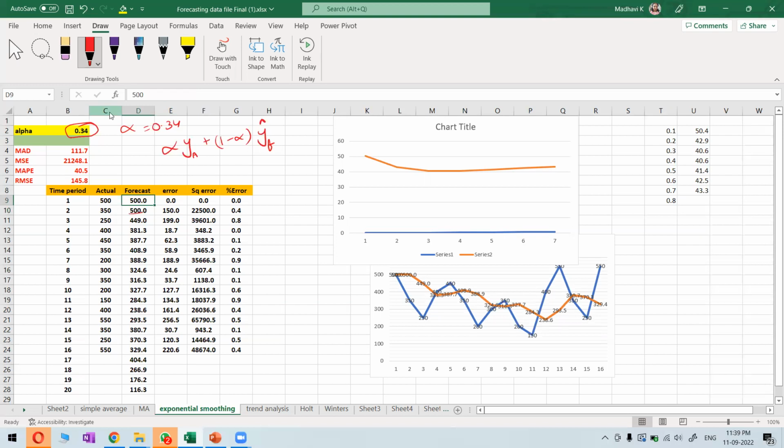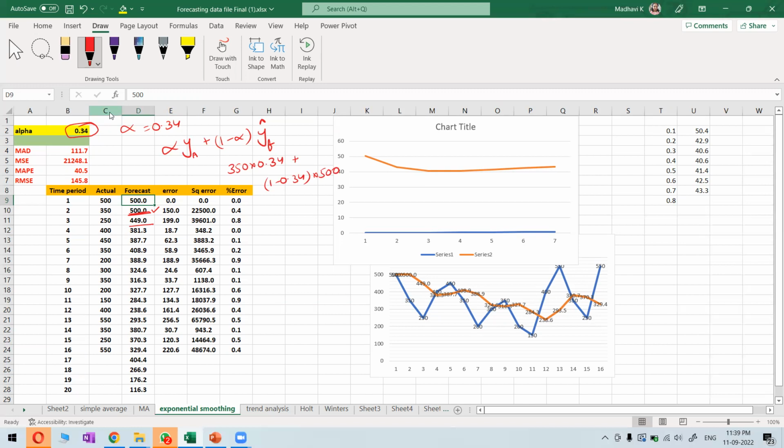And coming to this value, we are considering 500 into 0.34 plus 500 into 1 minus 0.34. But since both the values are 500, this value is also going to be 500. Now, coming to this value, 350 into 0.34 plus 500 into 1 minus 0.34. Similarly, all the values are calculated over here.